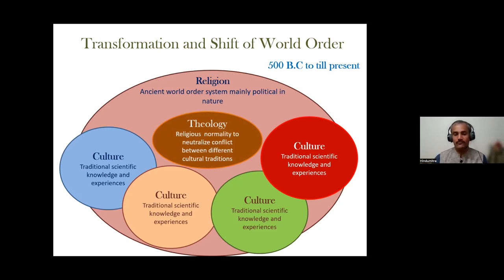For example, if four different cultures have four different views on the same things, then they may fight with each other, and that is politically unstable. So what it came up with is a theology, which means a story, an imaginative story, which has to be fed to all different cultures and told them to be homogenized. That means believe in the same thing.